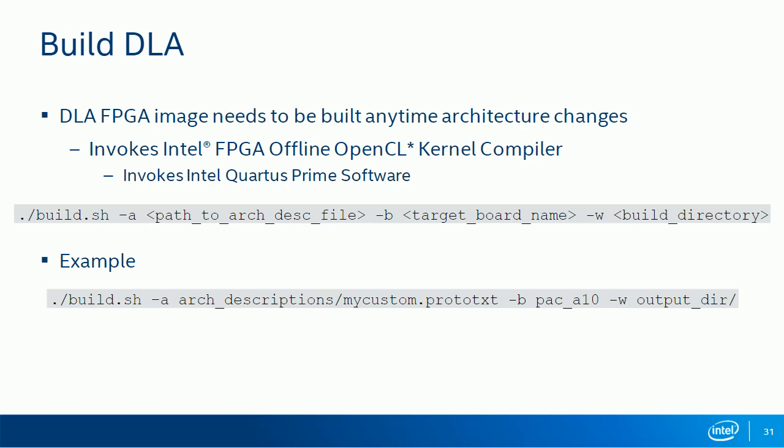To run the build process, just call build.sh along with the path to the architecture description prototext file, as well as the target board and the output directory. In this example, I'm creating a new architecture based on my custom.prototext for the RA10 programmable acceleration card.